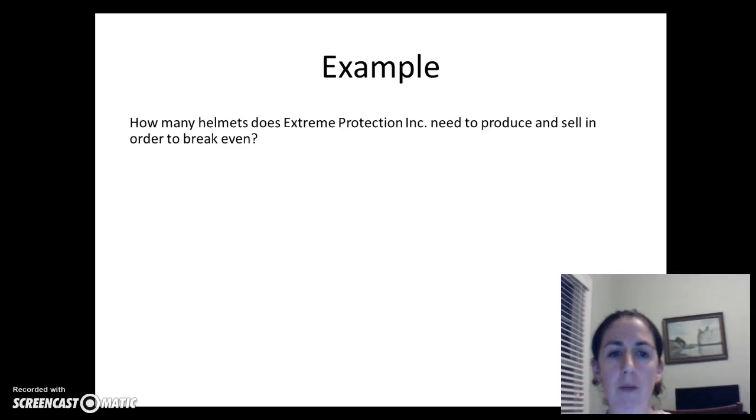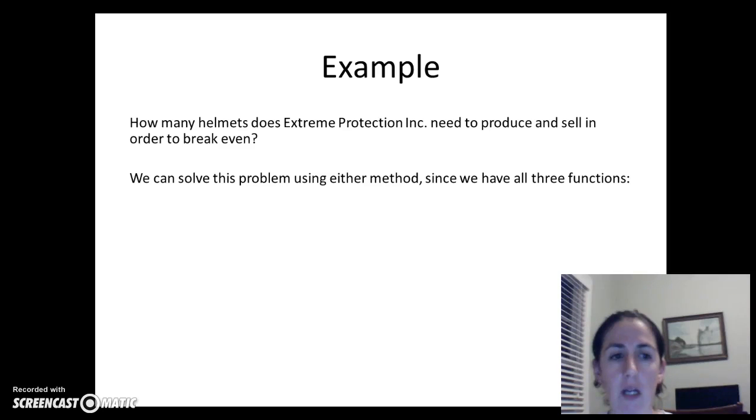So going back to Extreme Protection Incorporated, remember what that function was. We had revenue was 60x, cost was 35x plus 6,600, and profit was 25x minus 6,600. So we can solve for the break-even point either way. We can either set revenue equal to cost. When we do that, we get 60x equals 35x plus 6,600.